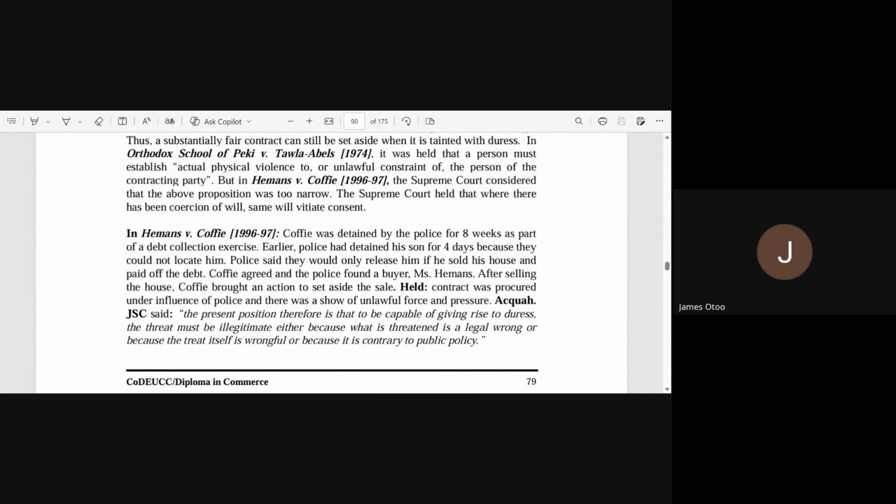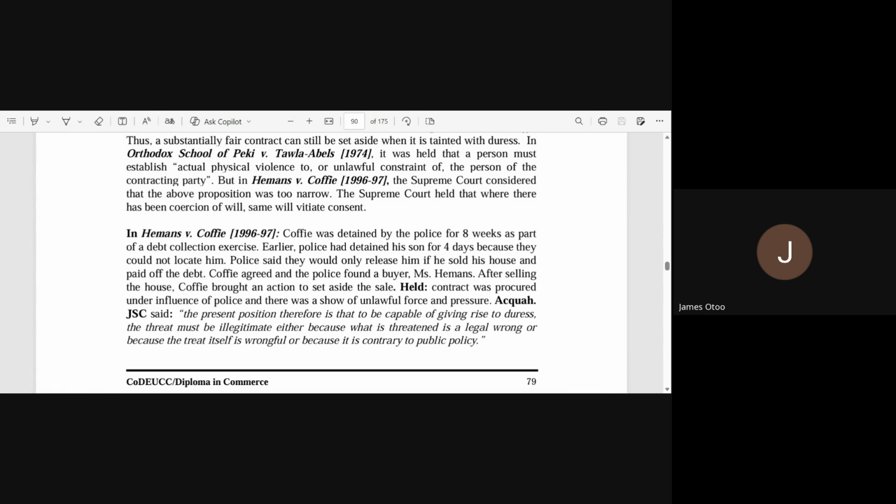Now, if you look at Human v. Kofi, Kofi was detained by the police for 8 weeks as part of a debt collection exercise. Earlier, police had detained his son for 4 days because they could not locate him. Police said that they would only release him if he sold his house and paid off the debt. Kofi agreed, and the police found a buyer, Ms. Emmons. After selling the house, Kofi brought an action to set aside the sale.